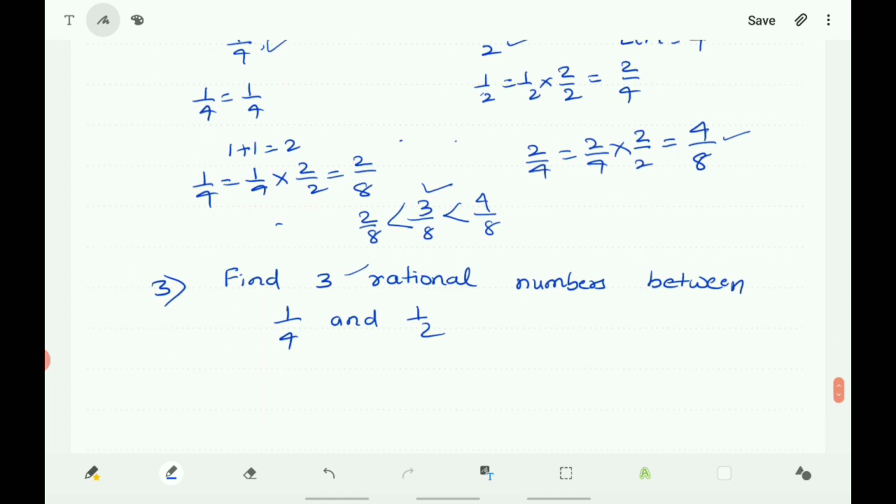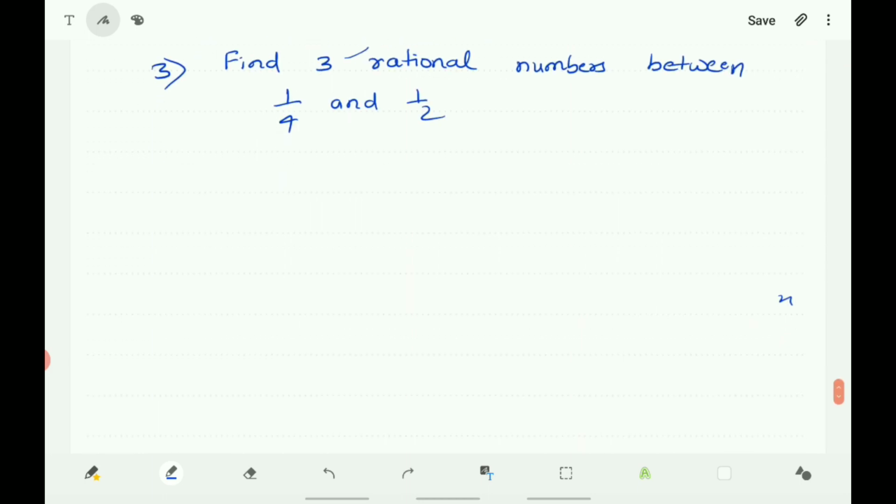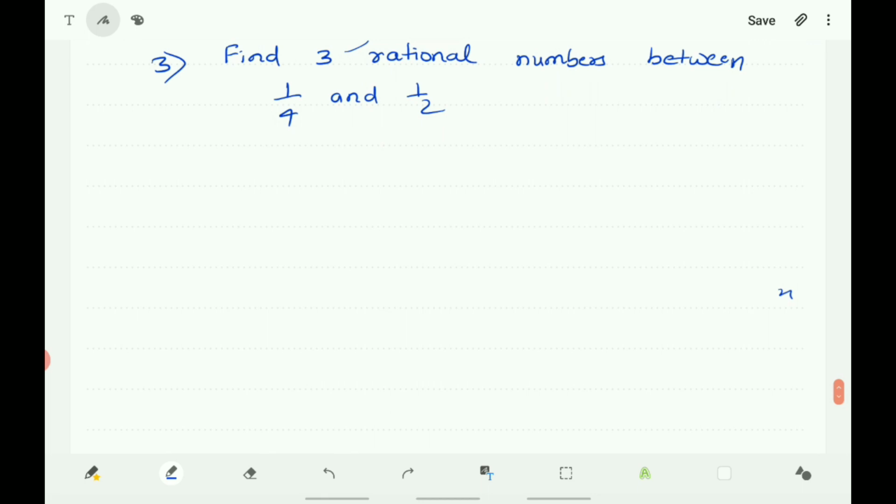Now let us take the next question, that is, find three rational numbers between 1 by 4 and 1 by 2. Now again here the given two rational numbers are 1 by 4 and 1 by 2. Have the same method. Now here you know the LCM of 2 and 4 is 4.